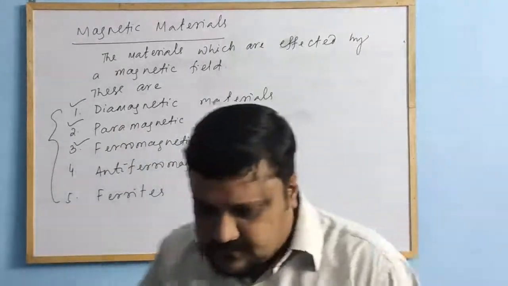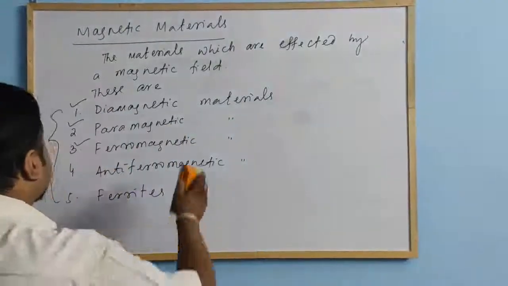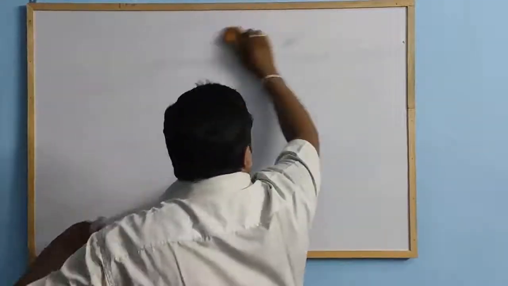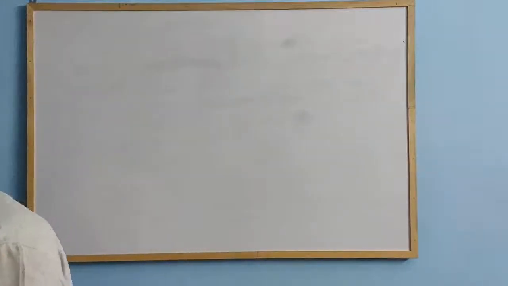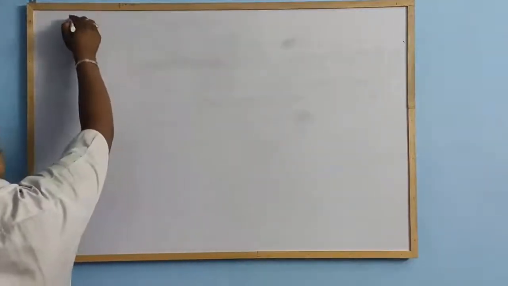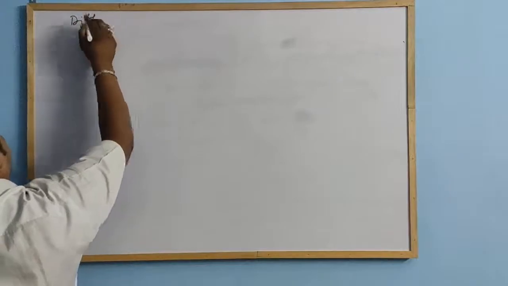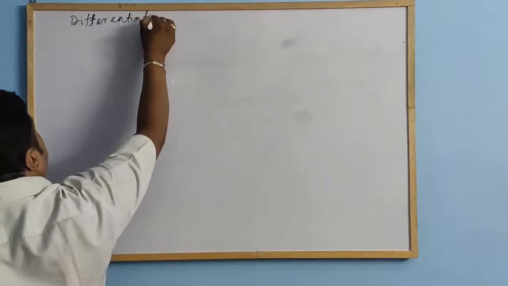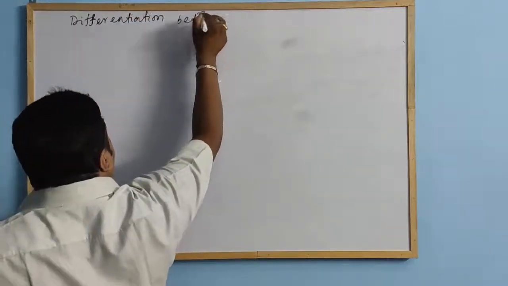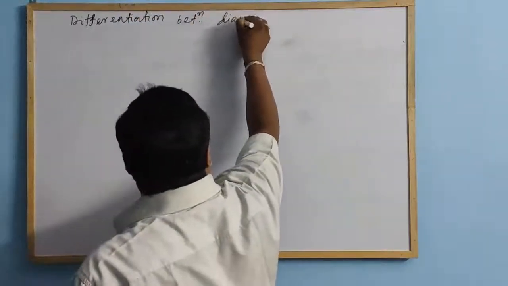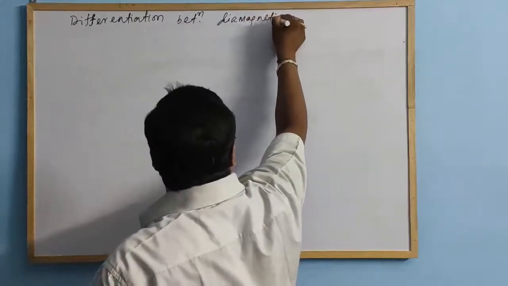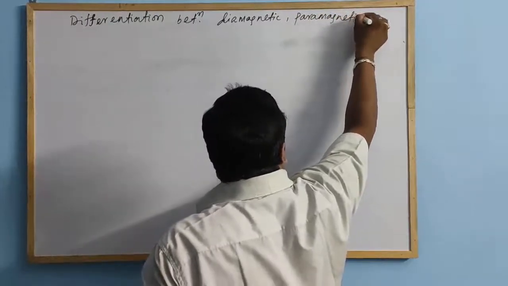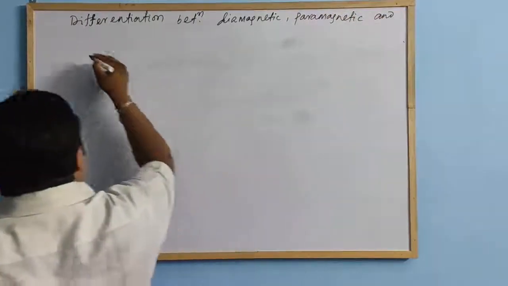Okay. So let me differentiate these 3: dia, para and ferromagnetic materials. So let me write this. The difference between diamagnetic, paramagnetic and ferromagnetic materials.